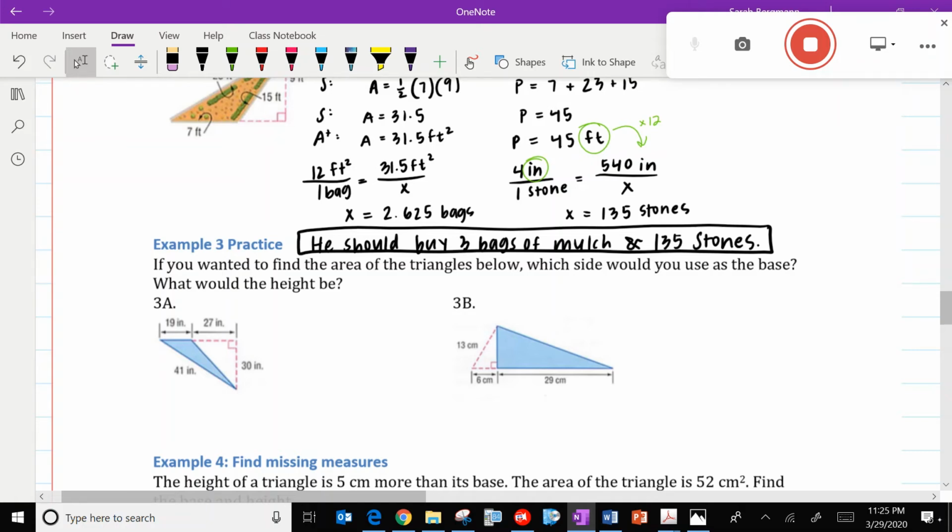Okay, just to really quickly review which one should be the base and which one should be the height, pause and see if you can do these problems. They should be really easy. All you're doing is writing down the base and the height.